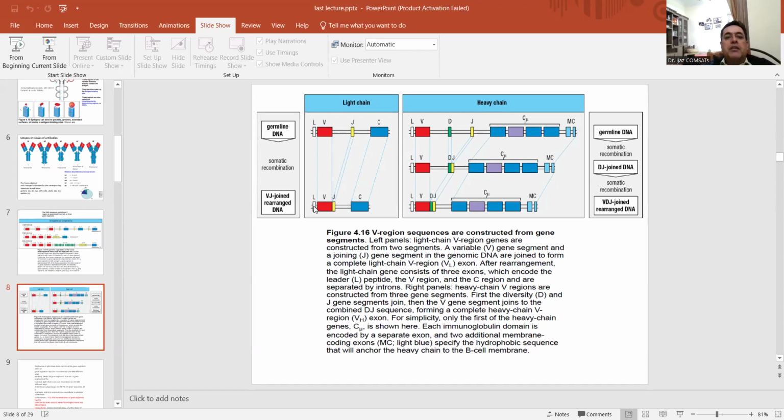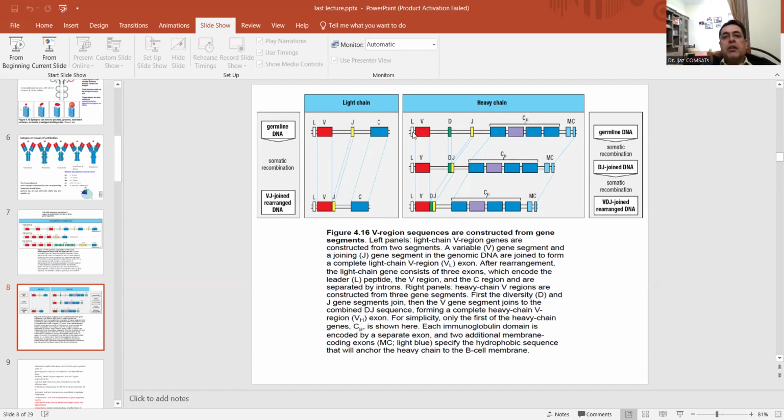And then you see that finally you would have the leader sequences followed by the variable and joining sequences, and then there is intervening DNA or introns in between, and then the constant region sequences that are combined together. So in the case of the heavy chain, you see leader, variable, diversity, joining, and constant region. For instance, C mu is shown here, and other C sequences.